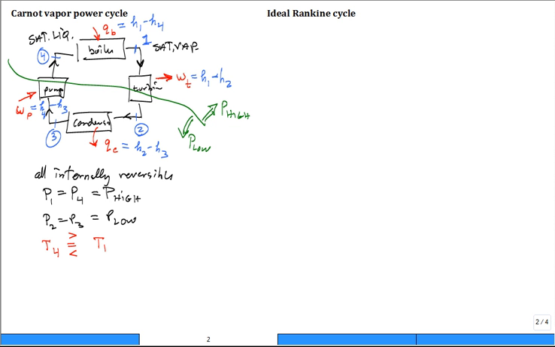Let me ask this again. Is the pressure at 1 equal to the pressure at 4? Is it saturated liquid at 4 and saturated vapor at 1? So what do we conclude about the temperature at 1 and the temperature at 4? They're going to be equal?